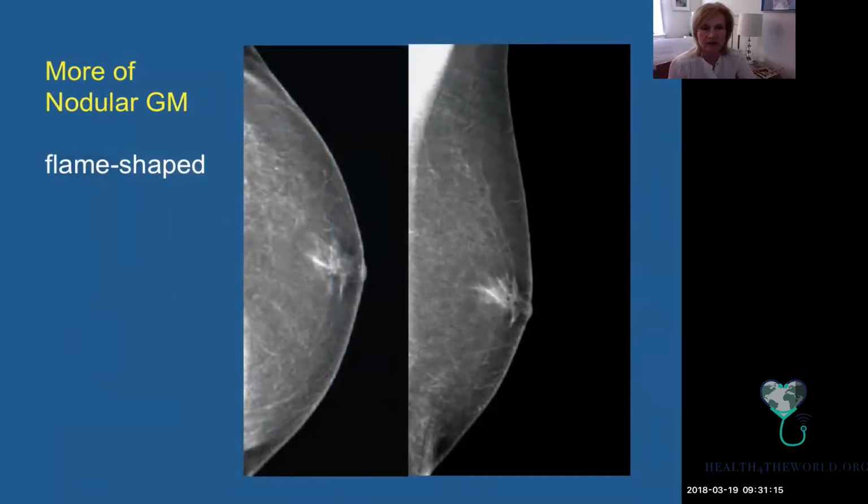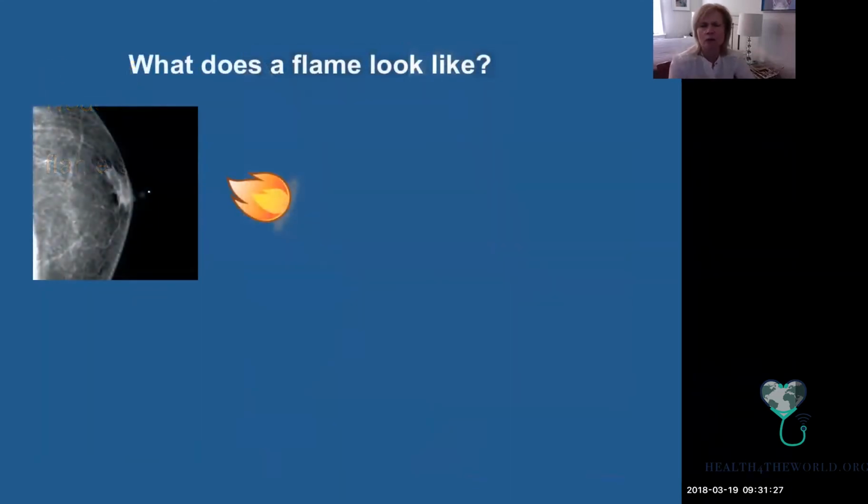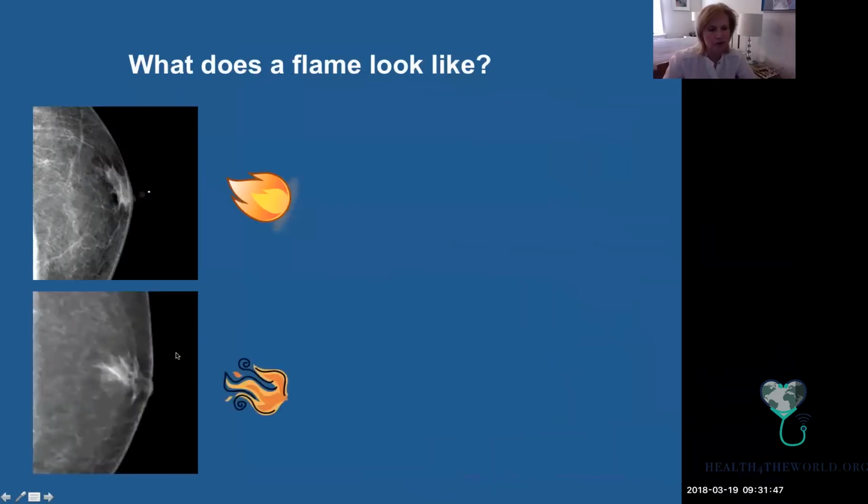The next type of nodular gynecomastia we call flame-shaped. There's a lot in the literature and teaching about flame-shaped density being indicative of gynecomastia. So we're going to talk a little bit more about what a flame looks like, because sometimes this is where people go down the wrong road. So here's a nice example of a small flame-shaped area of gynecomastia. They're little tongues of tissue that flow out into the fatty tissue right under the nipple, like this little flame here. Here's another one with a little bit more flame.